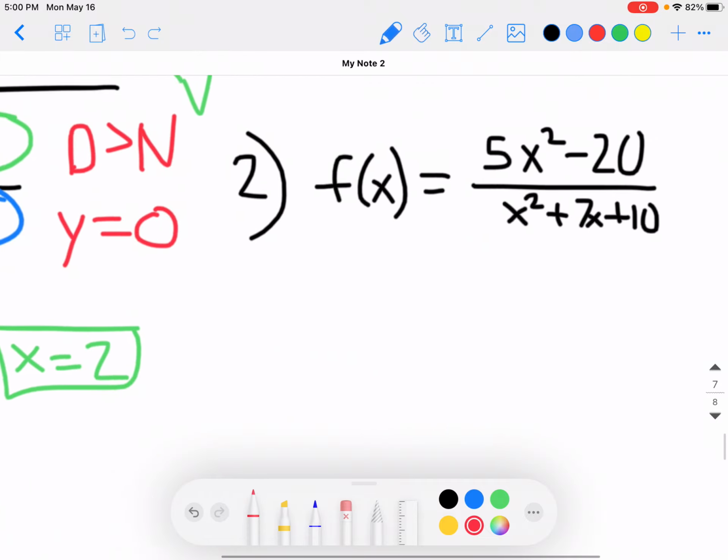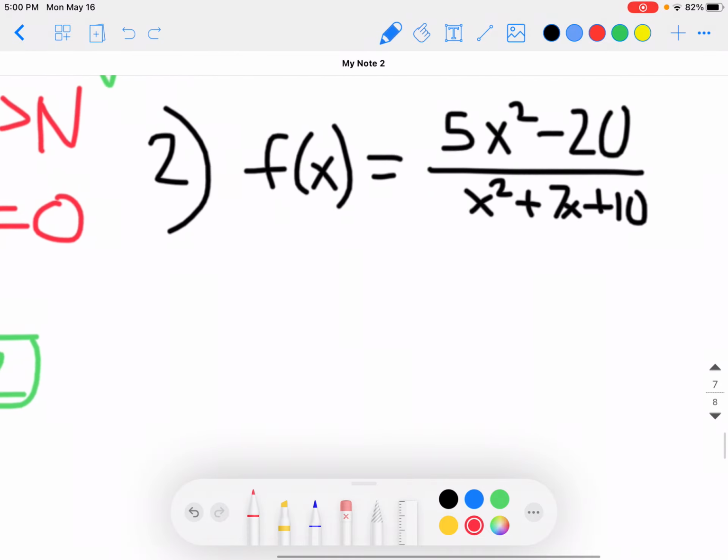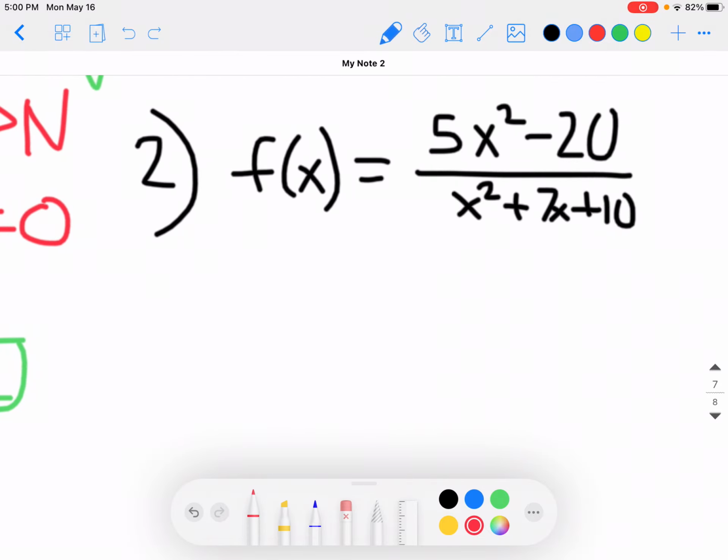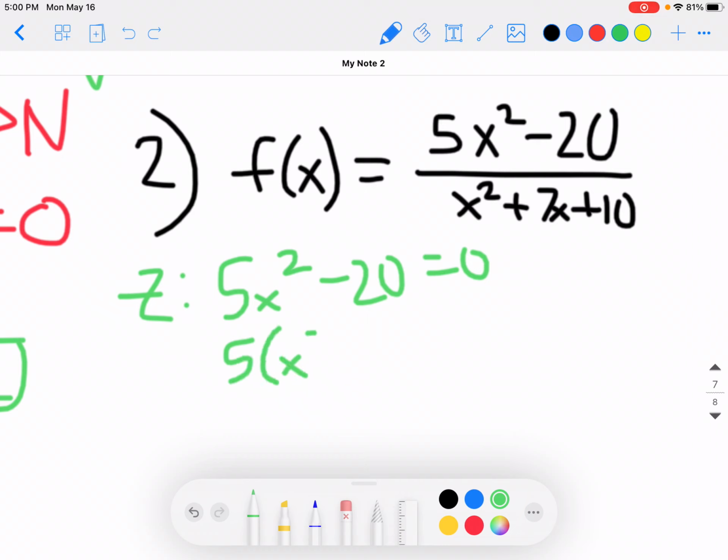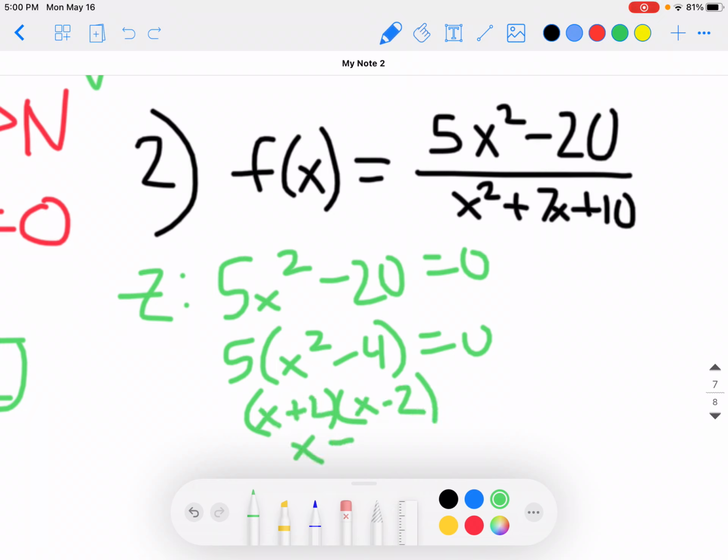Okay, next, let's take a look at this next one right here. Again, we want to start off with our zeros. So I'm going to look at my numerator, 5x squared minus 20, set that equal to 0. Actually, what I'm seeing here is I can take out a 5 to get x squared minus 4 equal to 0. Factor this as a difference of squares. And so my zeros are x equals 2 or x equals -2.